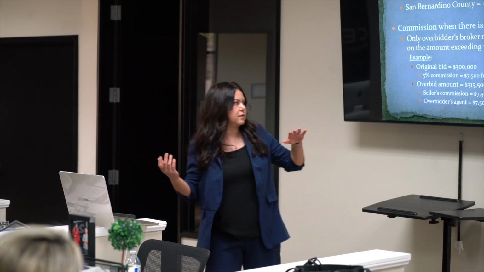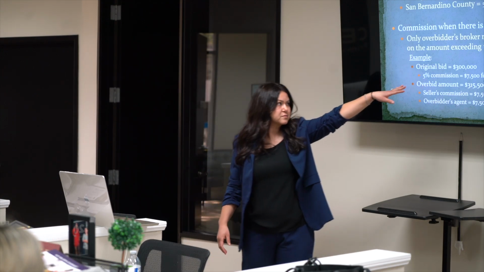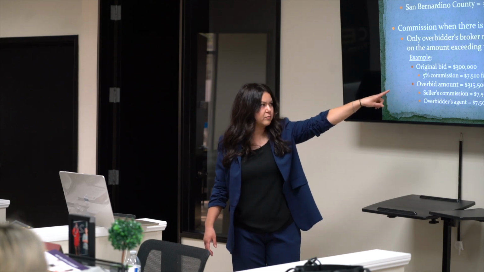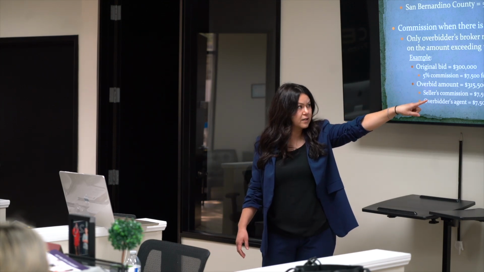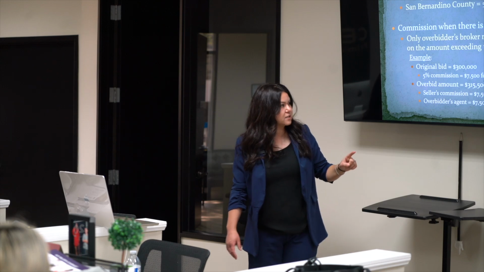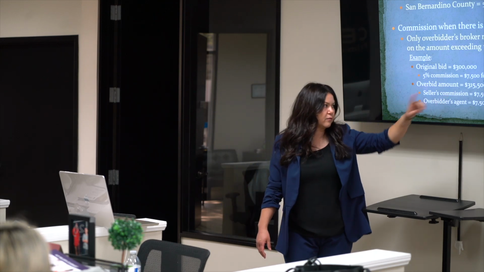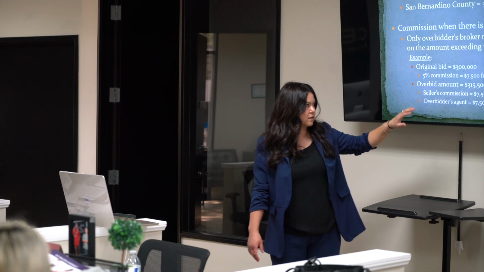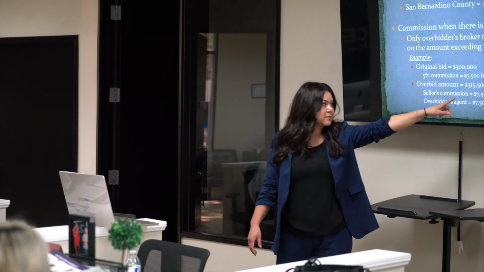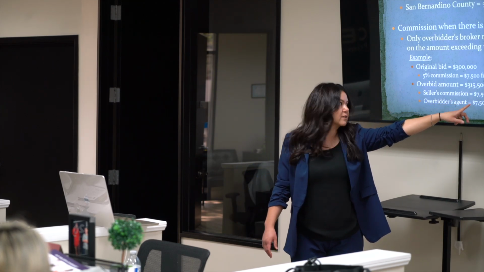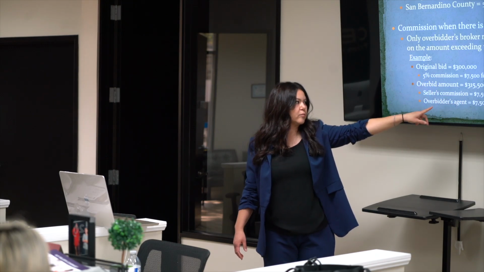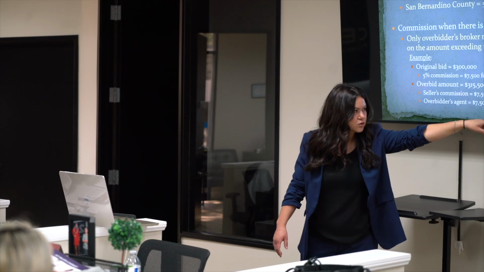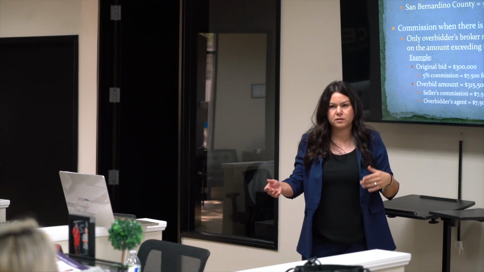So an example, let's say it was a $300,000 sale, the commission's 5%. $7,500 for each seller and buyer's agent. But then if you have an overbid amount for $315,500, which is a calculation for a $300,000 sale, the seller's commission stays at the $7,500, and then the overbidder's agent will get the $7,500 plus the extra that was paid in the overbid amount. Okay.